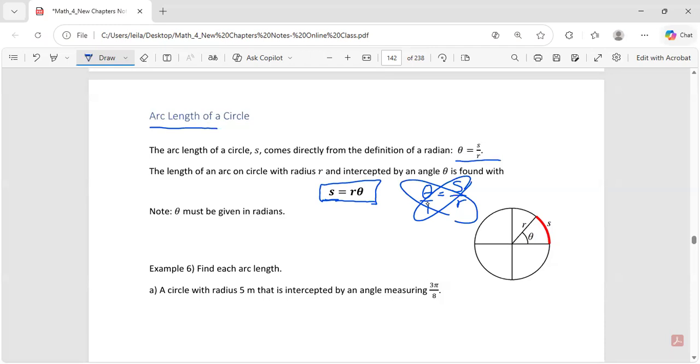But something that's important that you know is that the theta, or the angle, must always be in radians. That means if it's in degrees, you have to convert it to radians first. You're not going to use any degree angle in this formula.